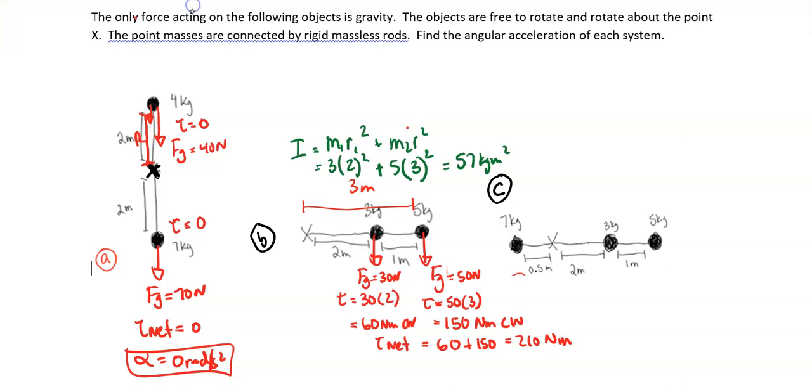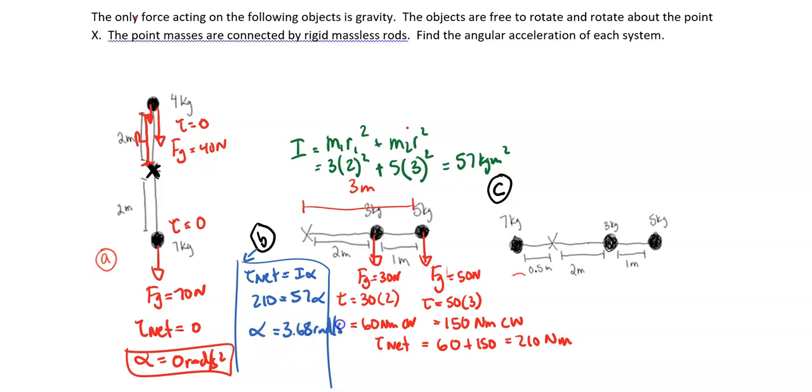And that is, I got 57 kilogram meter squared. So let's go ahead and plug that into our T net equals I alpha equation. So let's see, we have T net, and again, this is for B. T net equals I alpha, the torque net is 210, moment of inertia is 57, and we want to find alpha, and I get alpha to be, what is that, 3.68 radians per second squared. Cool. Go ahead and try the next one yourself and then check back on the video.